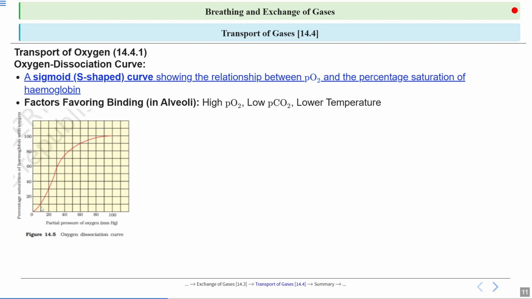See the shape of this curve, it is S shape. This type of S shape will form only when these three conditions are there: high PO2, meaning high partial pressure of oxygen, low partial pressure of carbon dioxide, and lower temperature. When these things are there, they favor the formation of this sigmoid curve, right? So this shows the relation between the partial pressure of oxygen and the percentage saturation of hemoglobin.